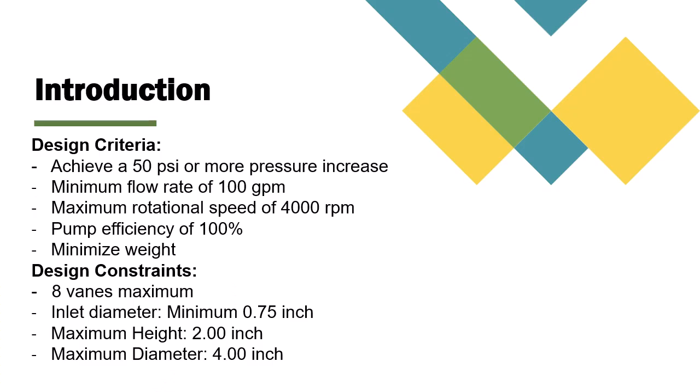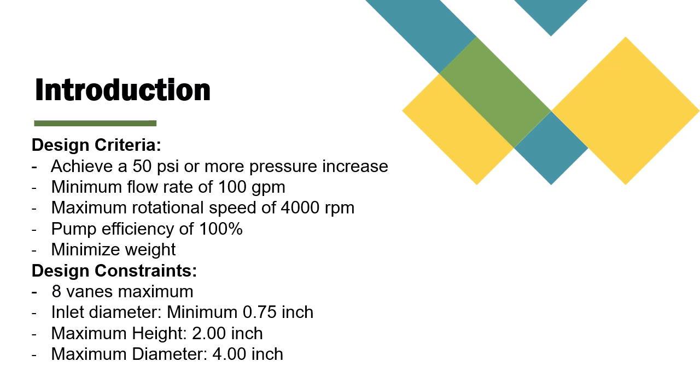So, a quick introduction to the project. We have a few design criteria that we were given. We have to achieve at least a 50 psi gradient across our pump. We have to have a minimum flow rate of at least 100 gallons per minute. We have to have a maximum rotational speed of our pump of 4,000 RPMs. We're going to idealize our pump to have an efficiency of 100%, all while minimizing weight as well as cost.